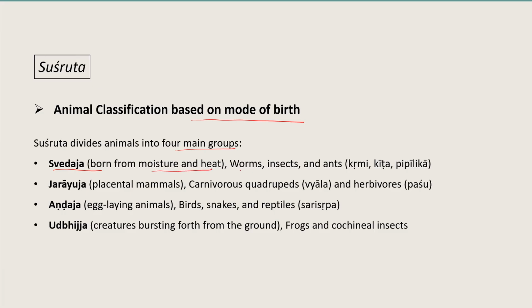For instance, they are worms, insects and ants, Krimi, Keet and Pipalika. Jarayuj, placental mammals, carnivorous quadrupeds, Vyal and herbivorous Pasu. Andaj, egg laying animals like birds, snakes and reptiles, Sarisrip. Again, Udbhij, creatures bursting forth from the ground like frogs and coccygeal insects.